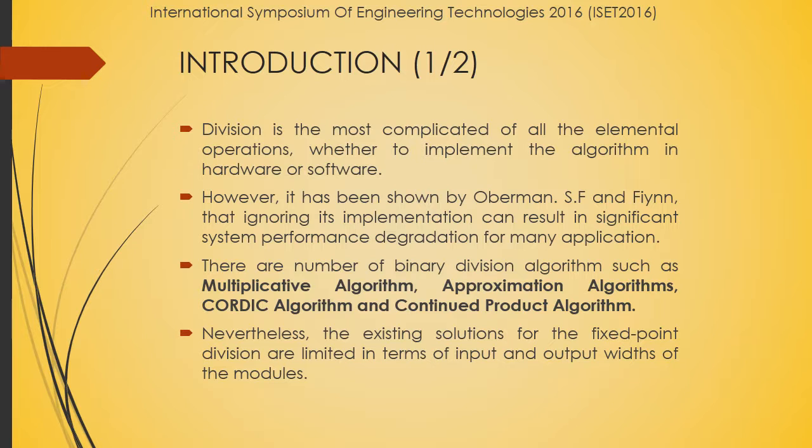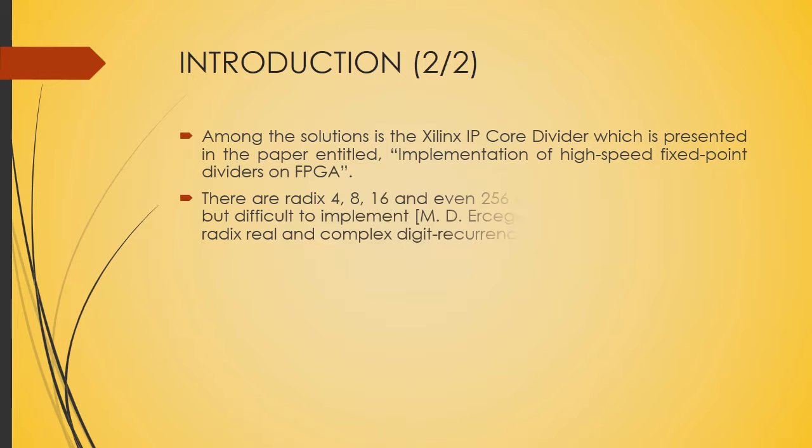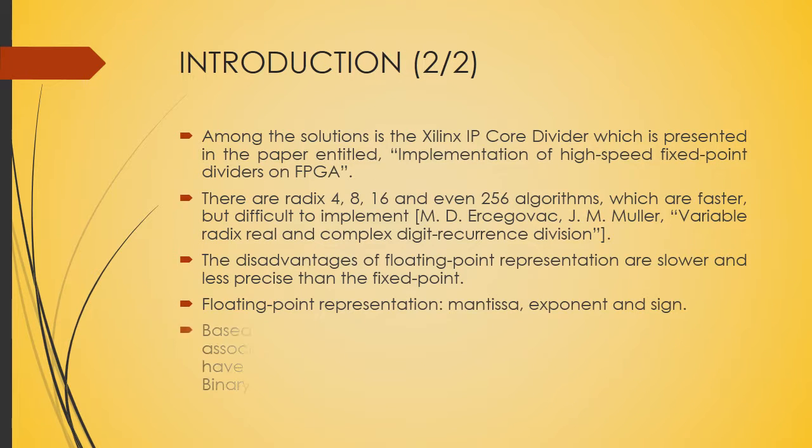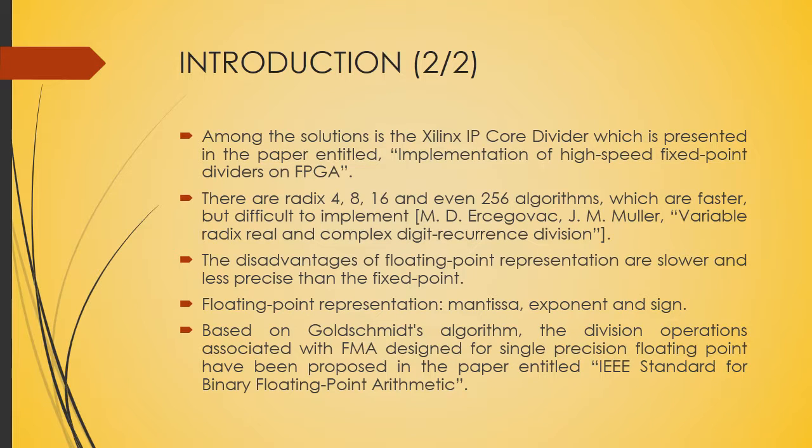However, the existing solutions for fixed point division are limited in terms of input and output width of the modules. Among the solutions is the Xilinx IP core divider, which is presented in paper 3, entitled Implementation of High-Speed Fixed-Point Dividers on FPGA. There are Radix 4, 8, 16 and even 256 algorithms which are faster but difficult to implement.